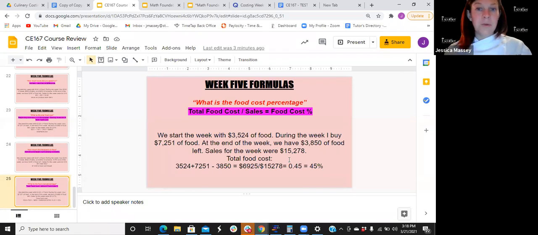Now you will end up doing this as well for your labor or your other costs as we've worked on. And then your ending, whatever's left over after you spent all your money on all your stuff, that's your profit or your revenue. And so your food cost percentage is just a piece of that puzzle of how much you spent on food that week that was served out of your total sales.